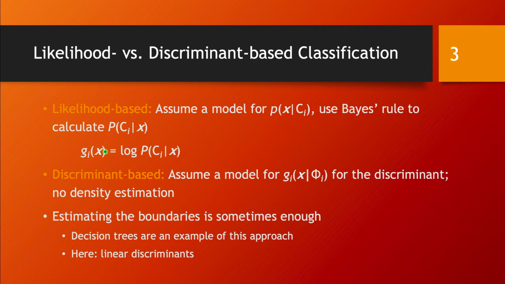Now, in the approach that we discuss in this unit, based directly on discriminants, the idea is that we would assume a model directly for the discriminant. So this is going to be a function with a number of parameters, phi i, and we will not really think about density estimation for any of the classes. We just focus on the discriminant directly. And the point here is that estimating the boundaries is sometimes enough. We have seen an example in the previous unit in terms of decision trees. And in this unit, we take a look at linear discriminants.